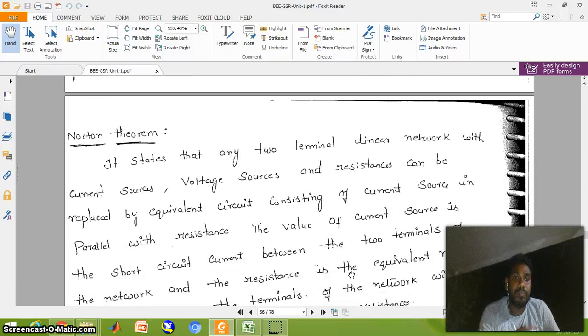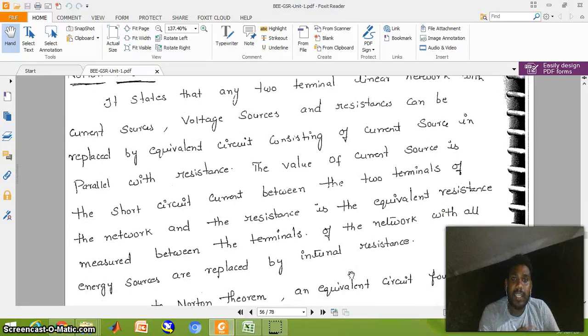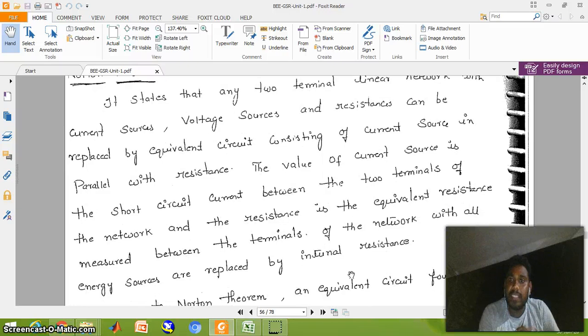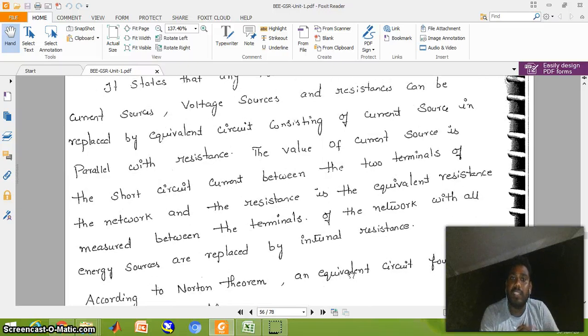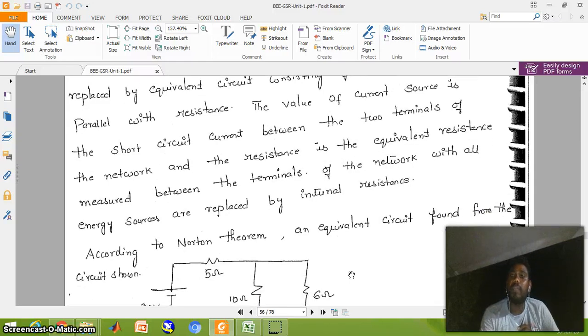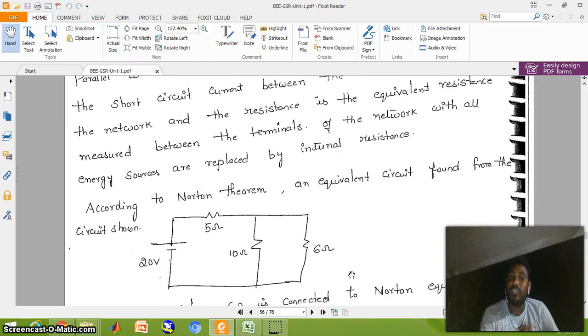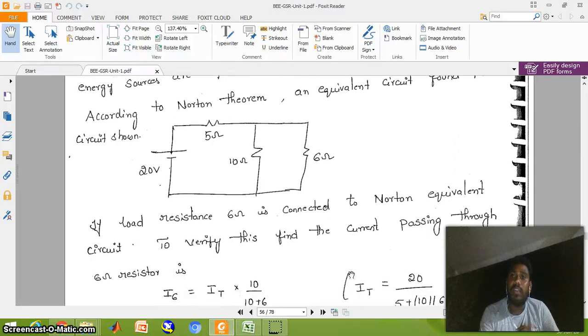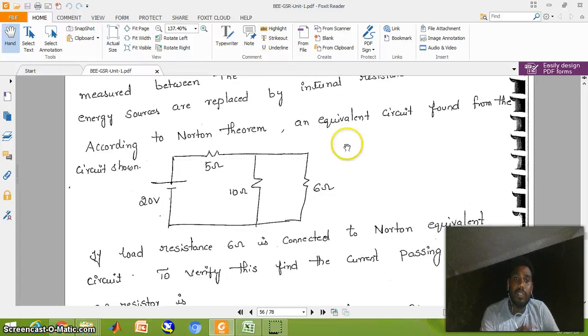Next, Norton's theorem. It states that any two-terminal linear network with current source, voltage source and resistance can be replaced by an equivalent circuit consisting of a single current source in parallel with a resistance. The value of the current source is the short circuit current between the terminals of the network. The resistance is the equivalent resistance measured between the terminals of the network with all energy sources replaced by their internal resistance. According to Norton's theorem, the equivalent circuit is found as shown.